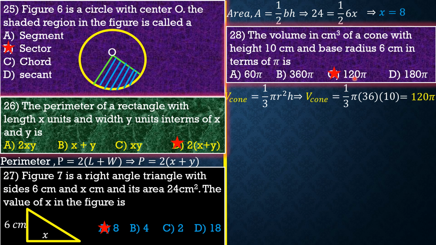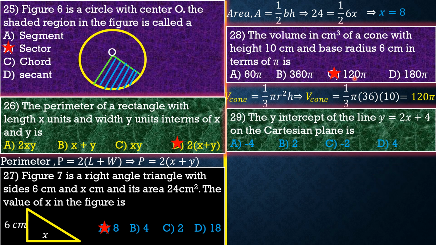Okay. Question 29 reads that the y-intercept of the line y equal to 2x plus 4 on the Cartesian plane is. So generally recall that if we have an equation expressed in the form y equals mx plus c, y represents the vertical axis, m is the gradient, c is the y-intercept. So if we look at our equation y equal to 2x plus 4, comparing the terms, we see that 4 is the answer, right? 4 in this case is the y-intercept because it's the y-intercept at which x is 0. Great. So guys, option D is the best option.